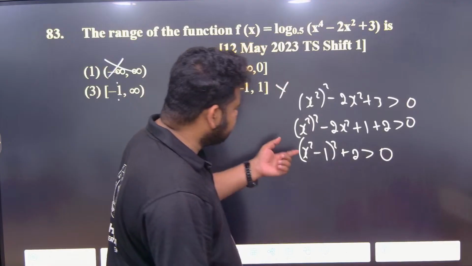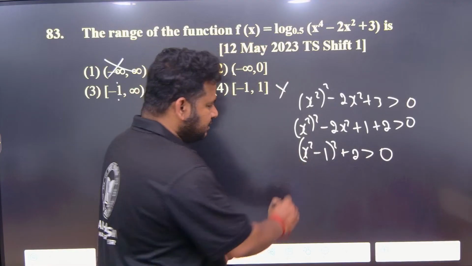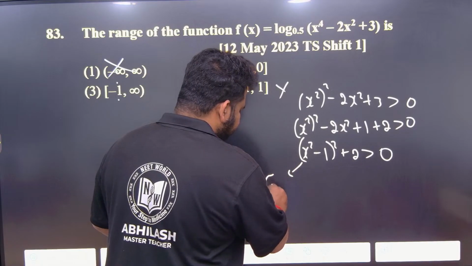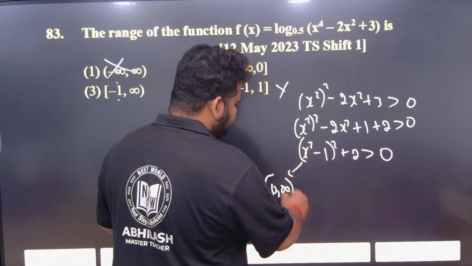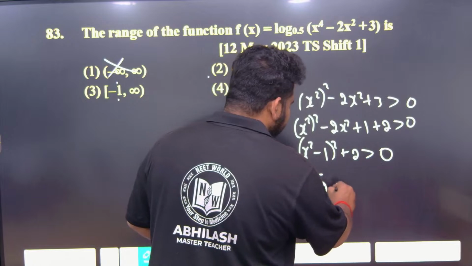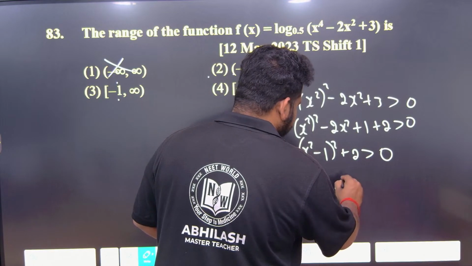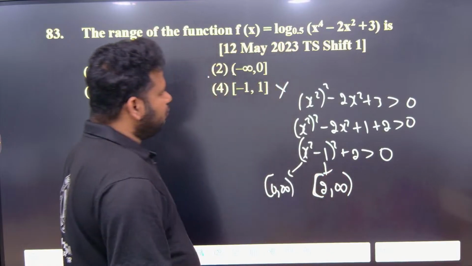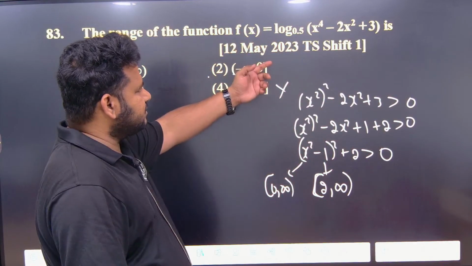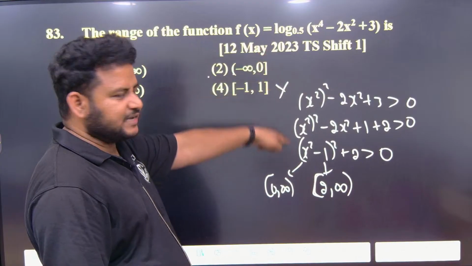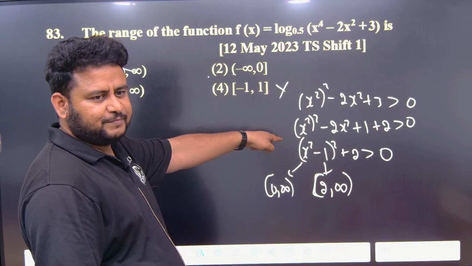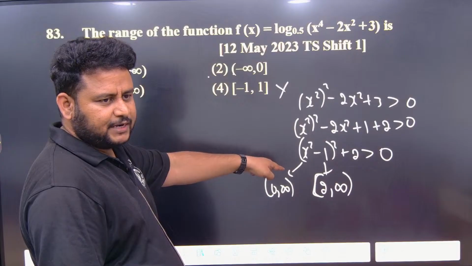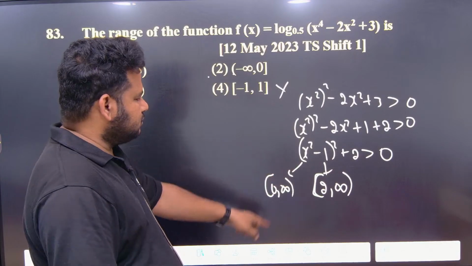So this is positive, meaning 0 comma infinity. Now plus 2 means this will become 2 comma infinity. Okay, 2 comma infinity we will have for this one. Now we have log of this thing to the base 0.5. 0.5 I can write as 1 by 2. Log to the base 1 by 2.